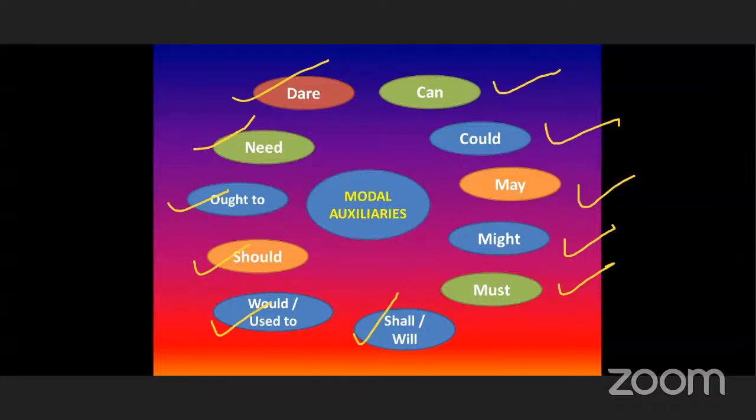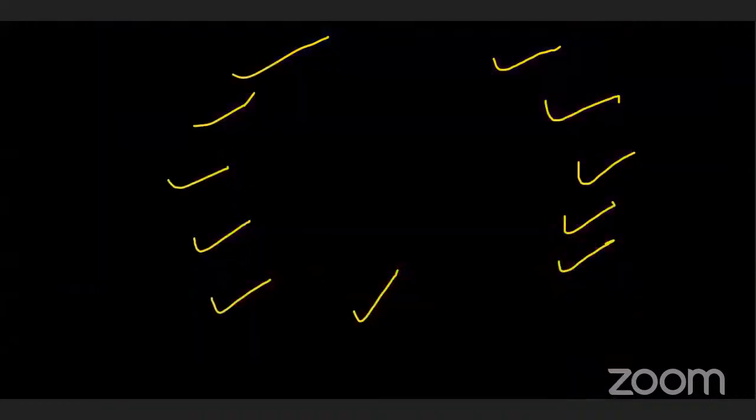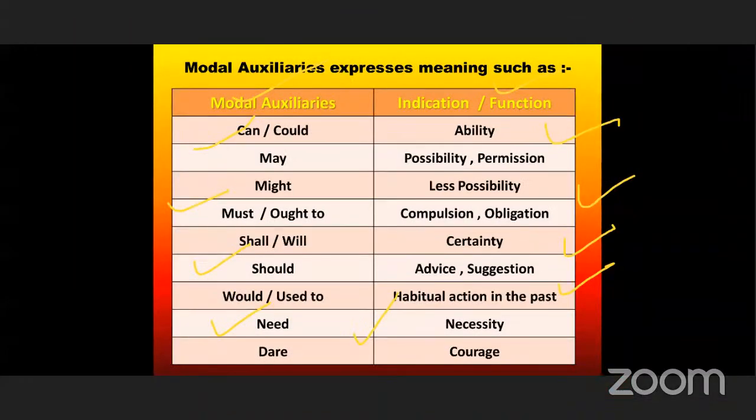Now, each of the modal auxiliaries we are going to see. Before that, we are going to see one table. Modal auxiliaries express meanings such as the following. The first column is the modal auxiliary, and the second column is the indication, function or attitude. The first modal auxiliaries, can and could, function as ability.